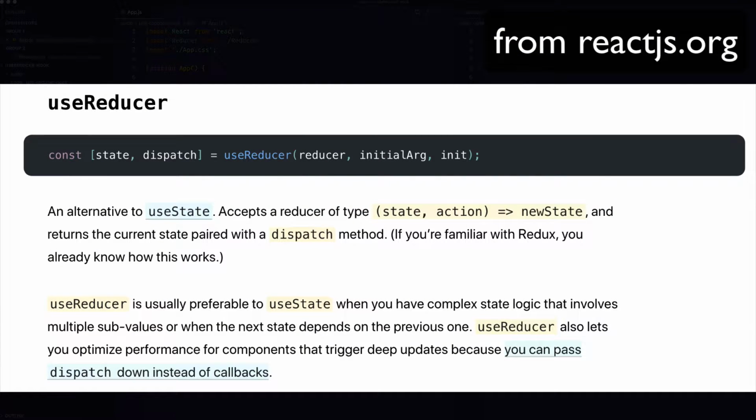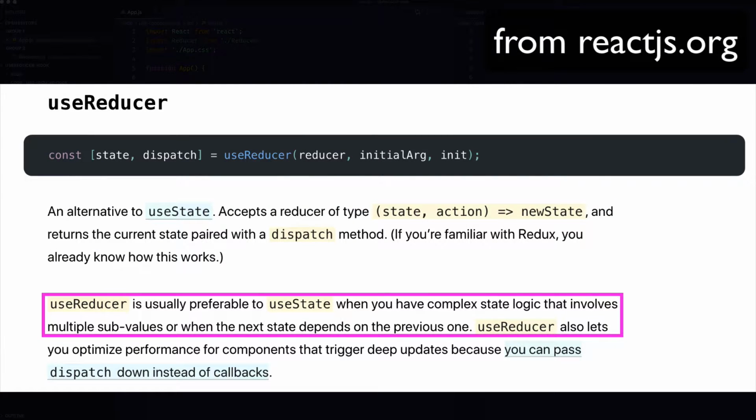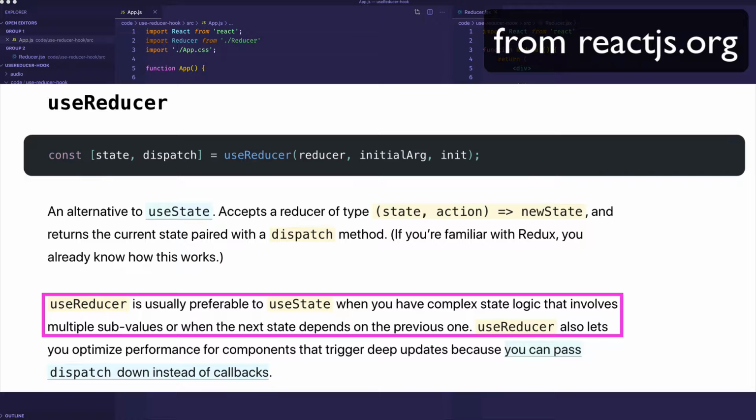So then, when would it be preferable to use useReducer over useState? Well, again, looking here at the docs, they say useReducer is usually preferable to useState when you have complex state logic that involves multiple subvalues or when the next state depends on the previous one. So whereas useState might be better for dealing with primitive values, like numbers or booleans or strings, if we're dealing with a more complex data type like an object or array, useReducer might be a better choice.